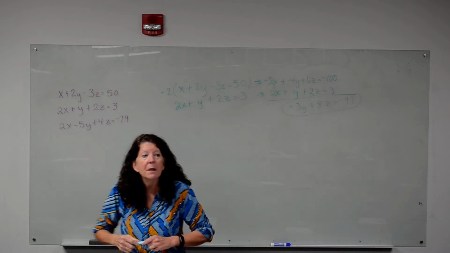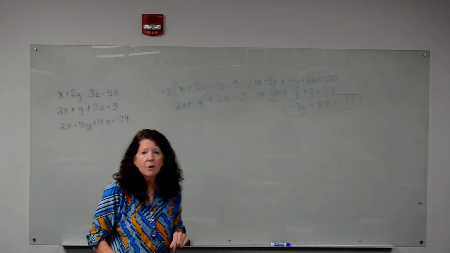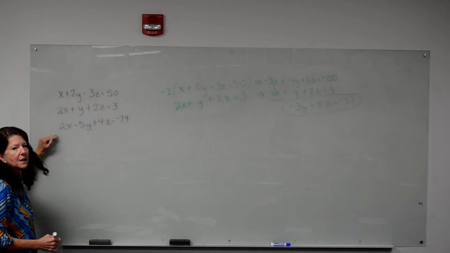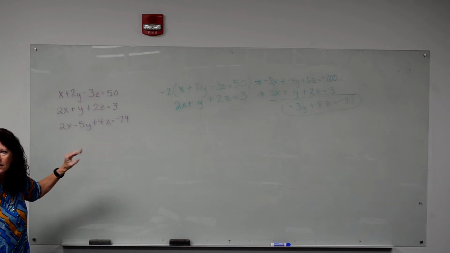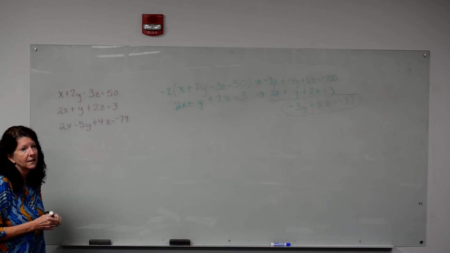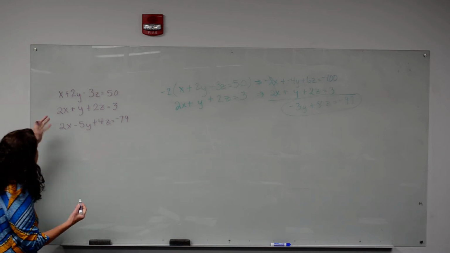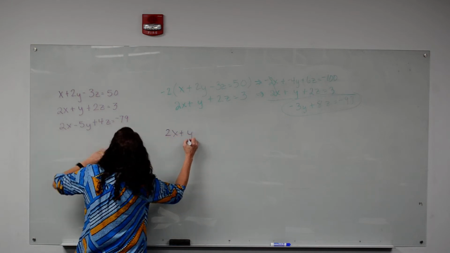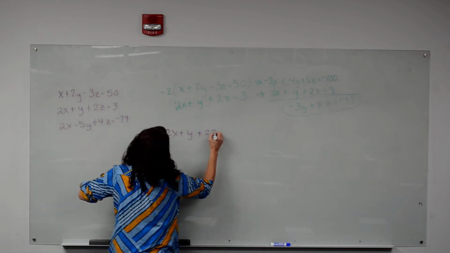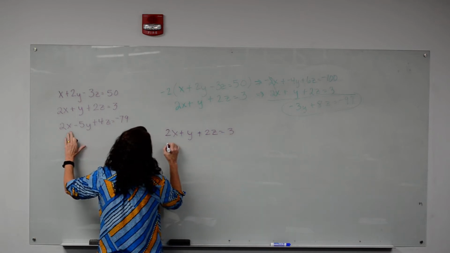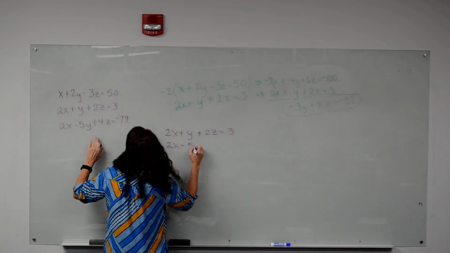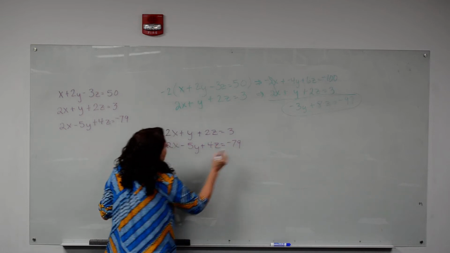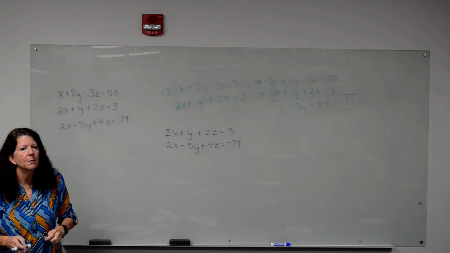Now I'm going to choose any 2 other equations. I can do the second one and the third one, or the first one and the second one. It doesn't matter as long as it's not the first and the second, because I already used that. So let's do the second and the third. I have 2x plus y plus 2z equals 3, and I have 2x minus 5y plus 4z equals -79. What am I going to have to do to eliminate?